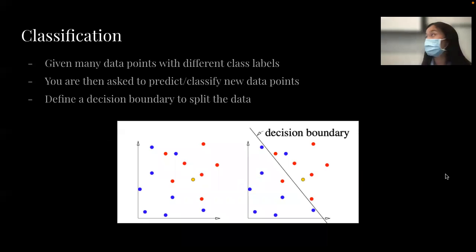Okay, and then going back to classification. Through this process, you're given many data points with different class labels, and you then want to predict and classify new data points. Mainly how you do this is that given your data with labels, you would define some sort of decision boundary, which you can then say, okay, everything to the left of the decision boundary is blue, and everything to the right of the decision boundary is red. And so you can see here, if we have this new yellow point, we could then classify it as red, which seems correct to our eyes as well.